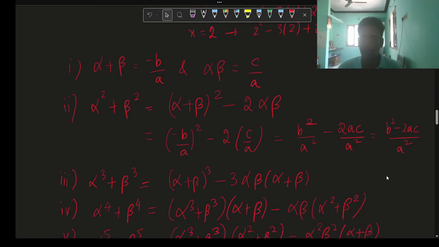So alpha power 4 plus beta power 4 is equal to alpha cube plus beta cube of alpha plus beta minus alpha beta of alpha square plus beta square. For this, we have to know alpha plus beta, alpha square plus beta square, and alpha cube plus beta cube. So these three we need to know in order to get the relationship of alpha power 4 plus beta power 4.